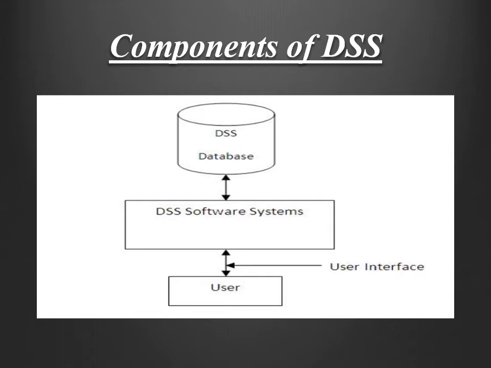Now further we will see the components of DSS. There are three components of DSS. First is the DSS database, second is the DSS software system, third is the user. And also we have a user interface to interact with the users.